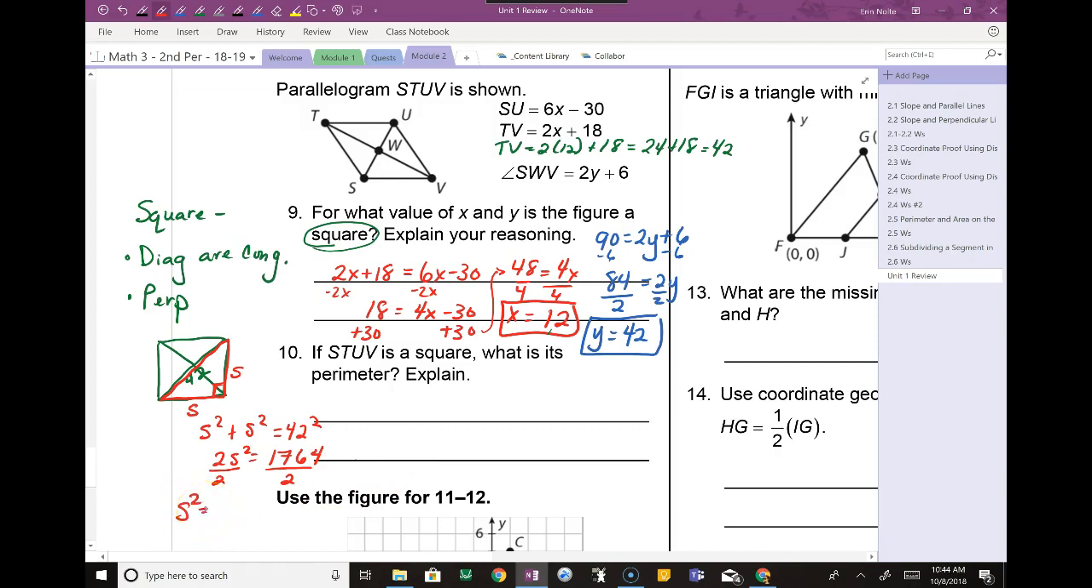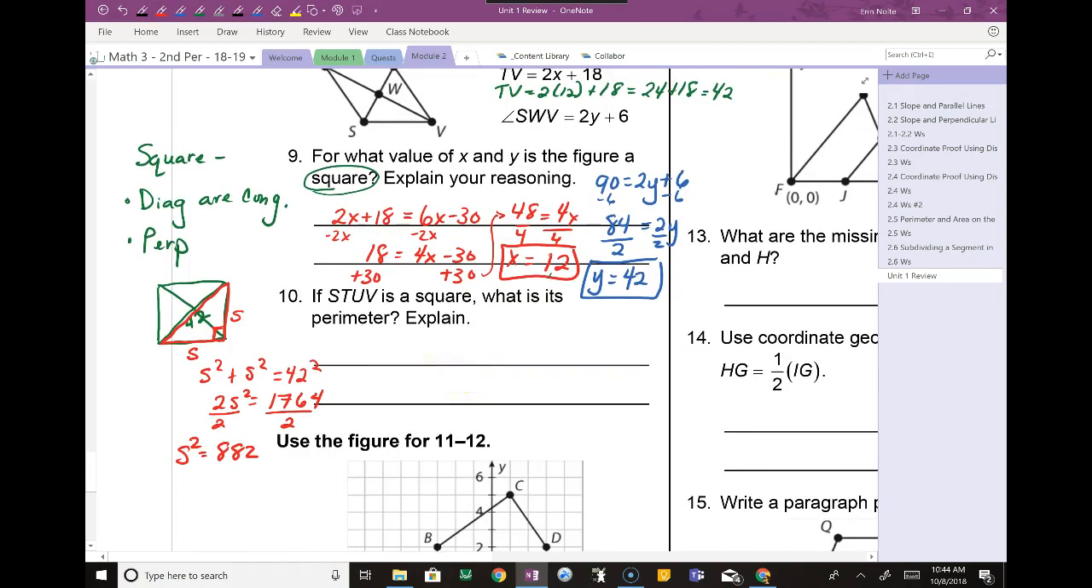So now we would divide by 2. So if I divide that by 2, I would get 882. And my last step here would be to get rid of the square, so I square root it. So the square root of 882 is 29 point, I'm going to round that to 7.